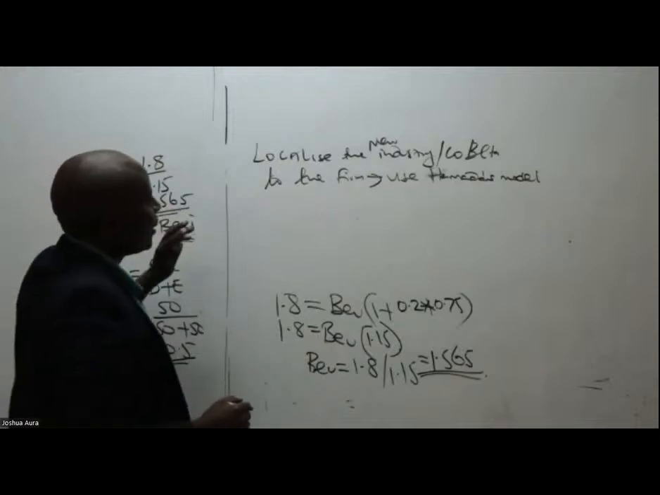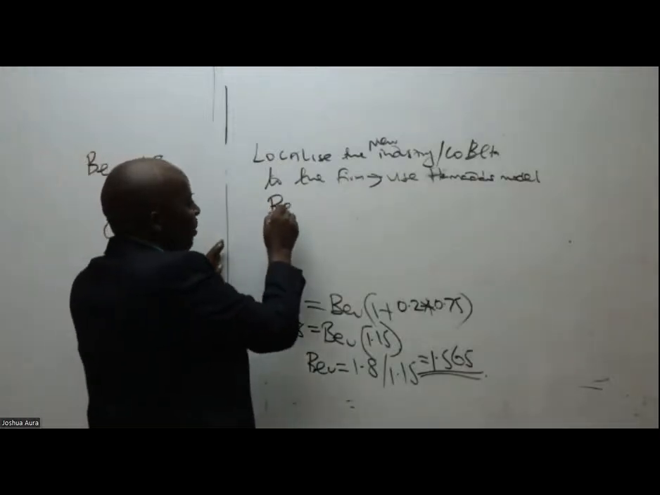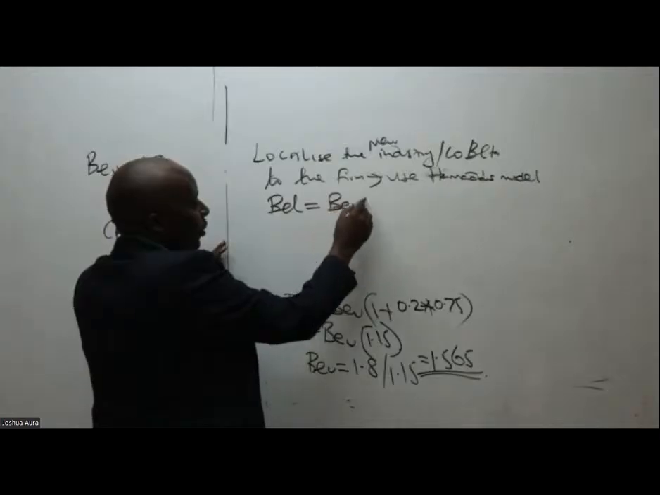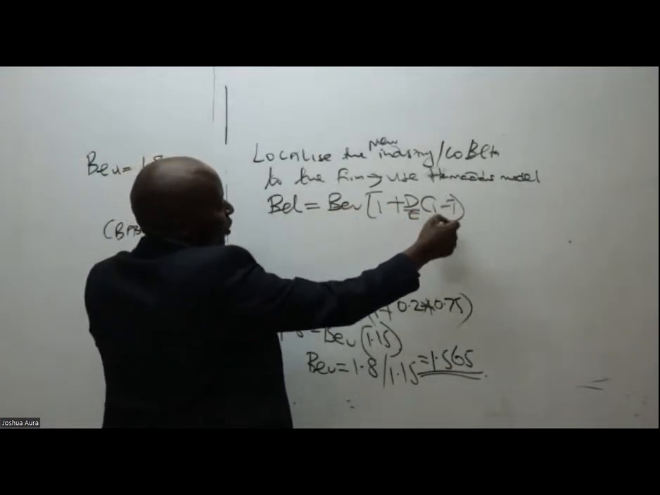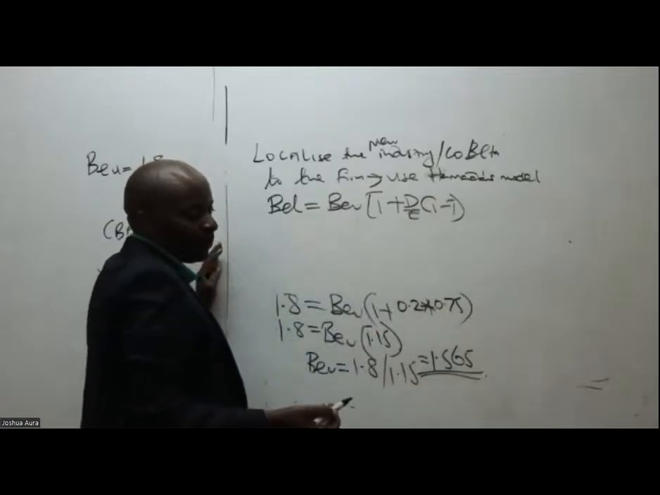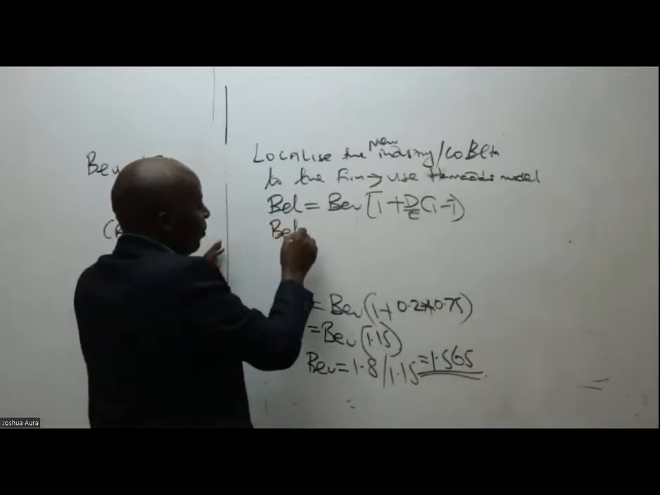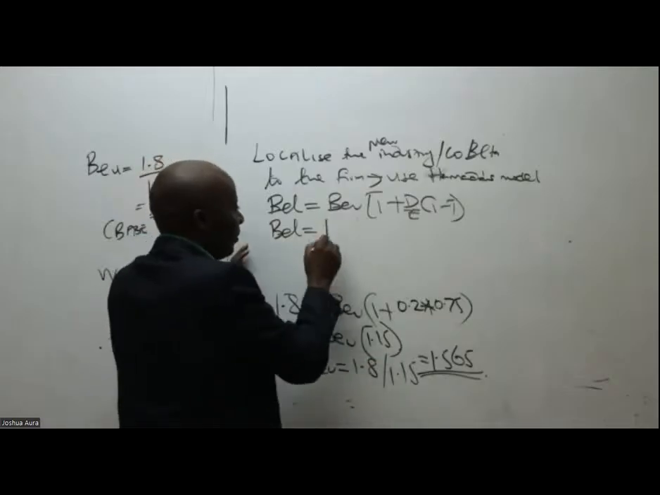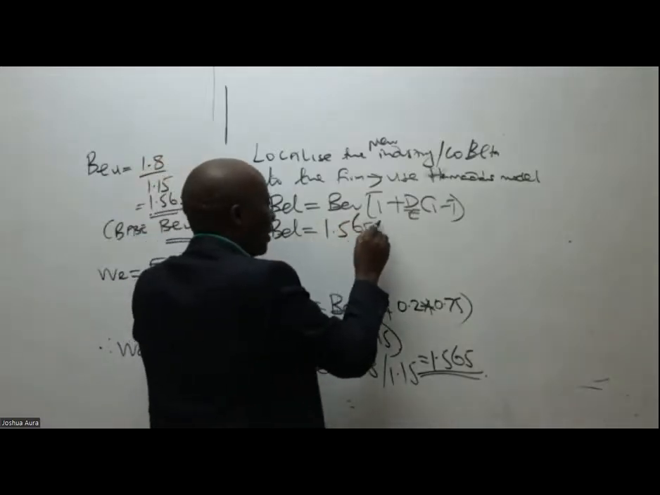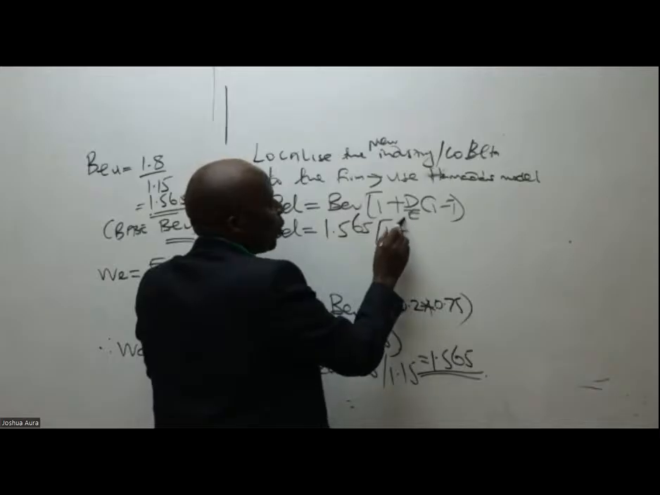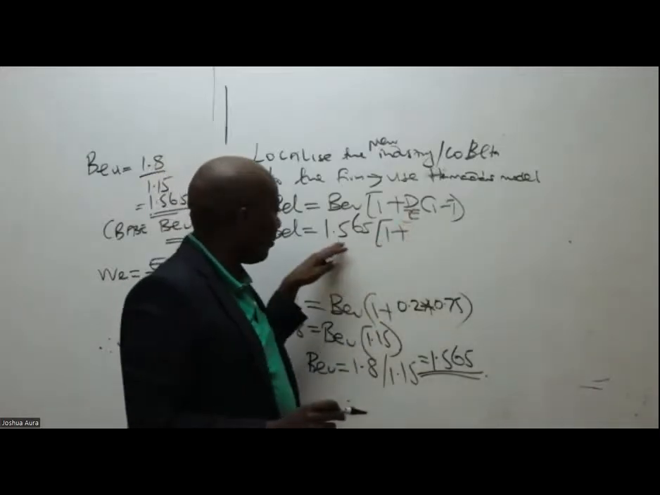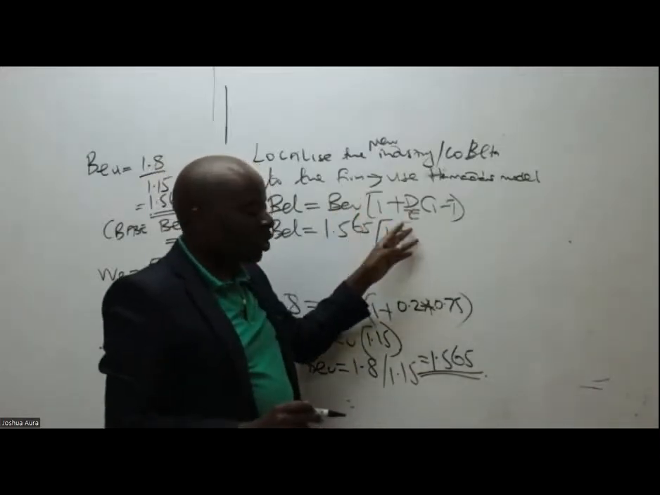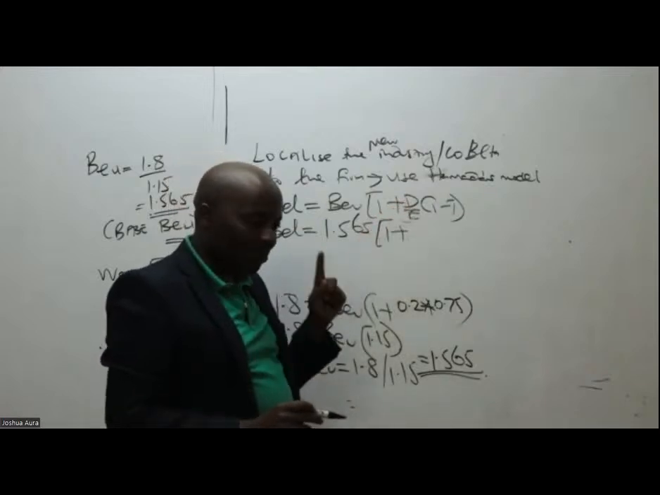So if that is the case, ladies and gentlemen, what do I have? Again, I'll go back there. BEL equals beta into 1 plus debt over equity into 1 minus tax. So my BEL here will be equal to the beta that you guys have just given me of 1.565 into 1 plus the debt to equity ratio of the company. I'm localizing this to the company, so I have to use the debt to equity ratio of the company.